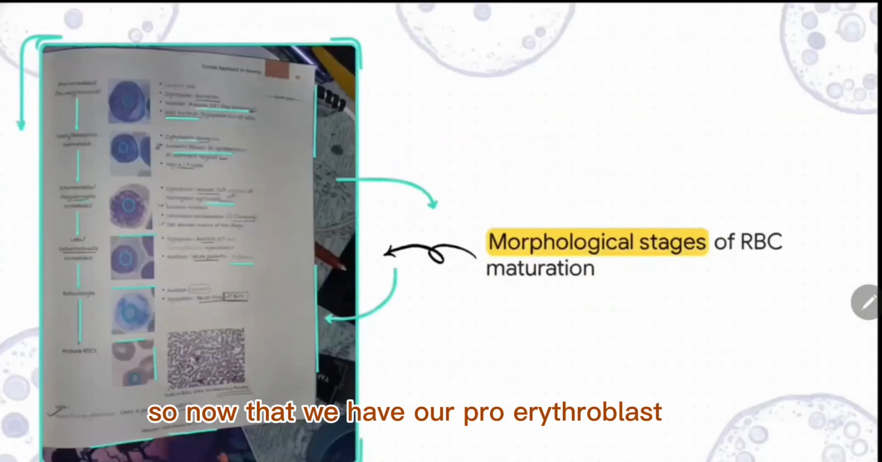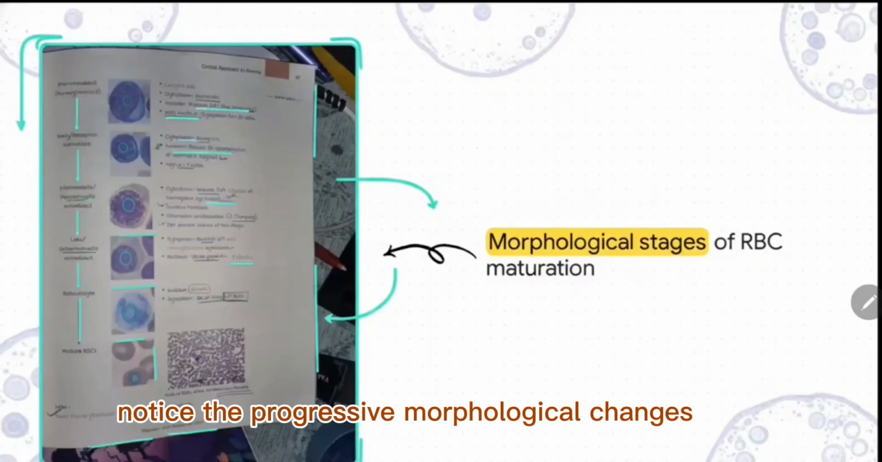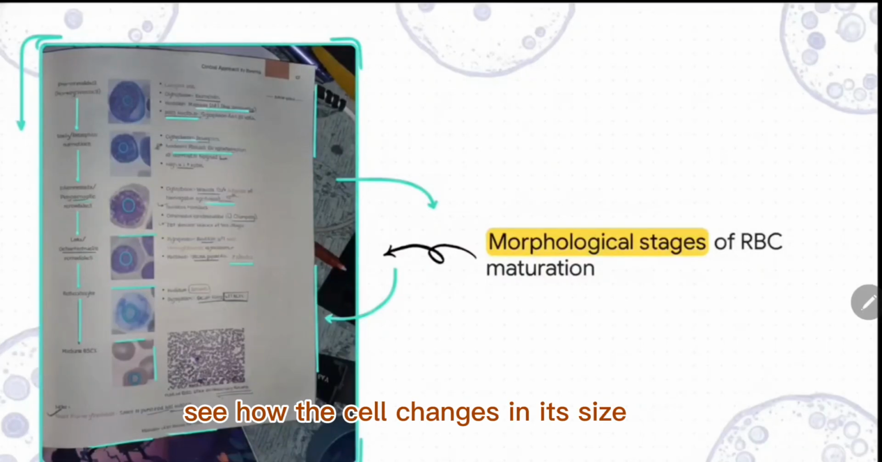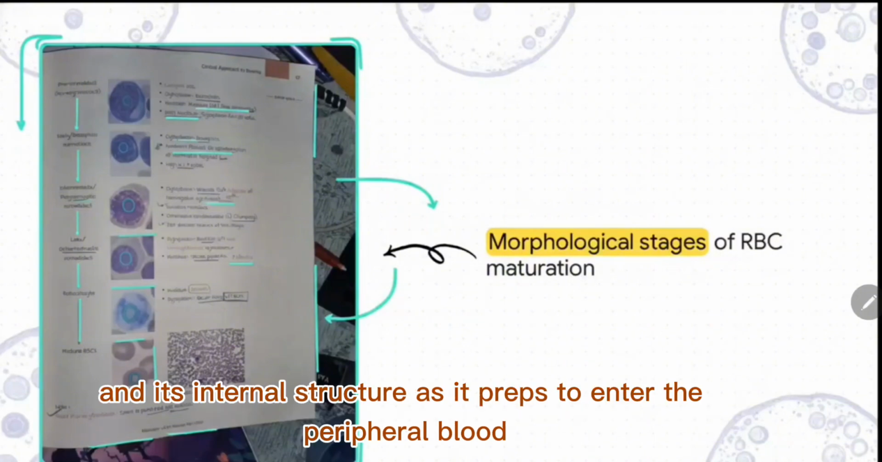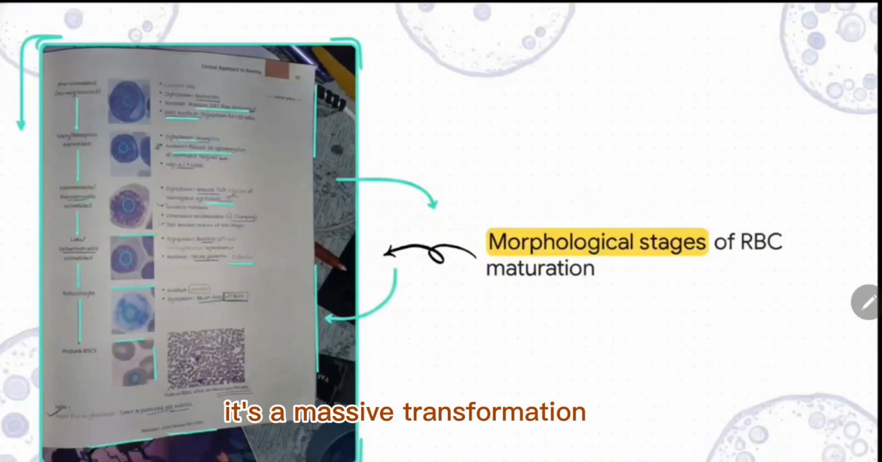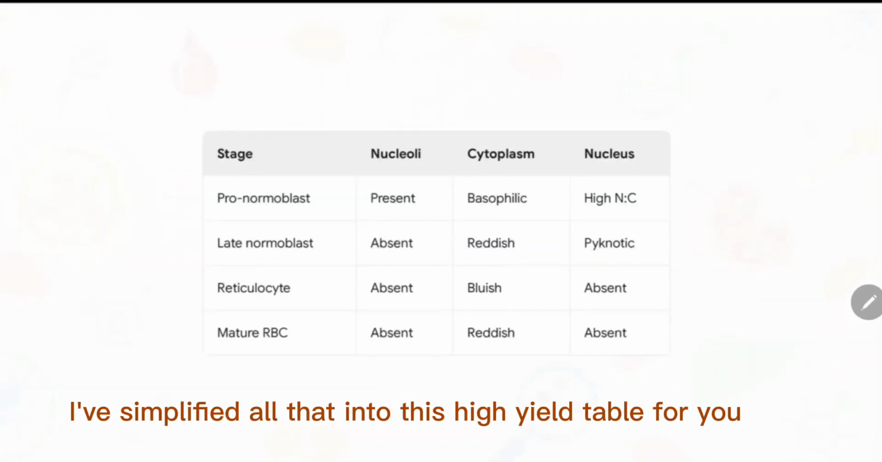So now that we have our proerythroblast, let's observe the assembly line in action. Notice the progressive morphological changes as you go from top to bottom. See how the cell changes in its size, its overall color, and its internal structure as it preps to enter the peripheral blood? It's a massive transformation. I've simplified all that into this high-yield table for you.